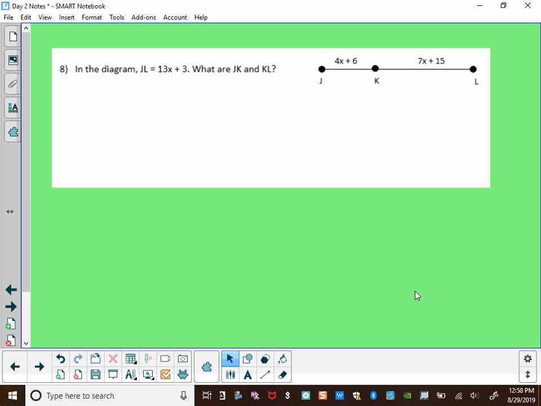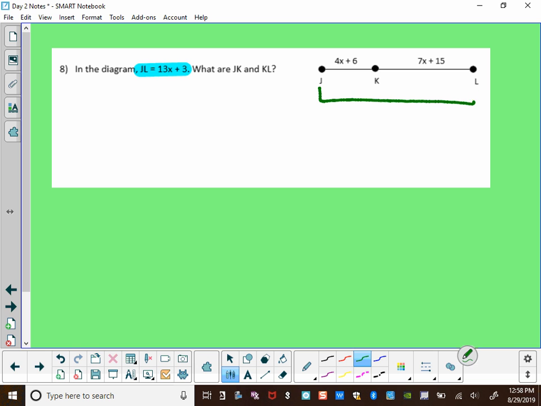All right, let's look at number 8. In the diagram, JL equals 13x plus 3. So go ahead and write that in. This whole segment is 13x plus 3.